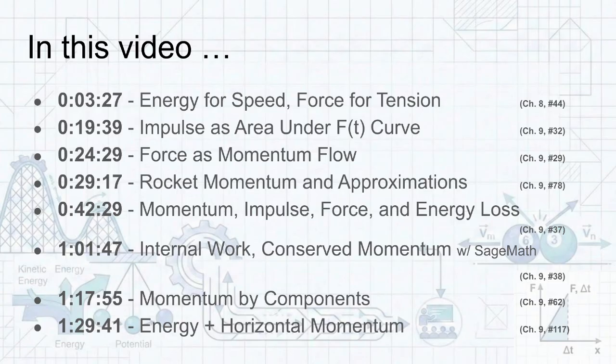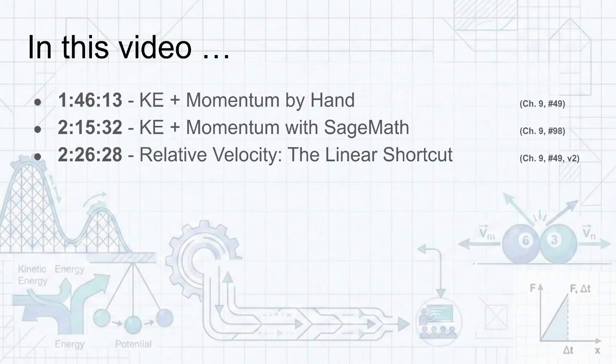Momentum by components. Solving Chapter 9, Problem 62. Energy plus horizontal momentum. Solving Chapter 9, Problem 117. Beginning the series on elastic collisions. Kinetic energy plus momentum by hand. Solving Chapter 9, Problem 49. Kinetic energy plus momentum with SageMath. Solving Chapter 9, Problem 98. And finally, relative velocity, the linear shortcut. Solving Chapter 9, Problem 49 again.